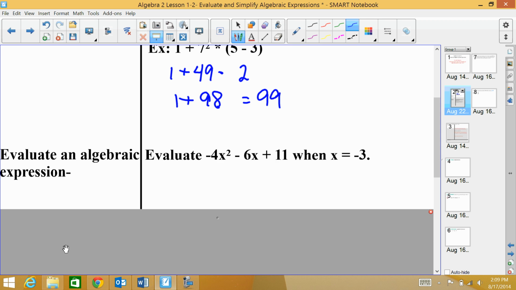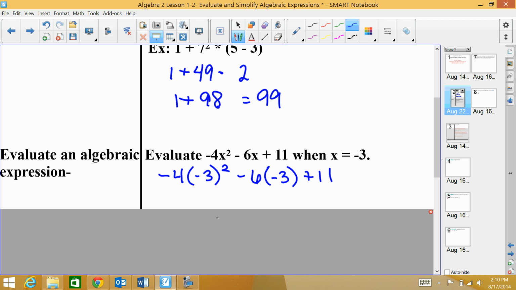Okay, let's try an expression. We're evaluating negative 4x squared minus 6x plus 11 when x equals negative 3. So anytime we see an x, we're going to substitute in negative 3. And whenever you substitute in a value, you always need to do that in parentheses to make sure that you get the correct answer. So we're going to have negative 4, and then we have an x, so we're going to put in parentheses negative 3 squared minus 6. And then we have another x, so we're going to put in parentheses negative 3 plus 11.